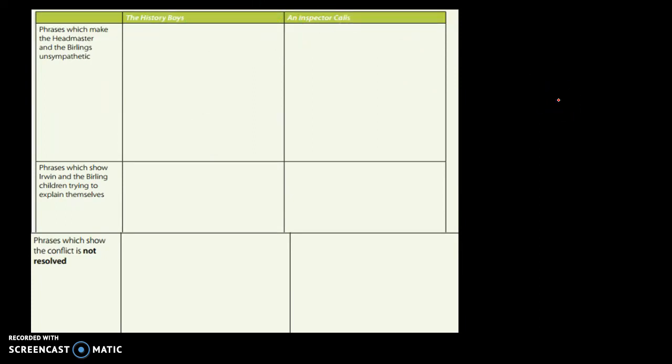So phrases which make the headmaster and Mr. Birling unsympathetic. Phrases which show Irwin and the Birling children trying to explain themselves. And phrases which show that conflict is not resolved. And I think these topic sentences could be your paragraphs. So you could write this as a first comparative paragraph, a second comparative paragraph, and a third comparative paragraph when you're trying this out. So I would definitely recommend that you have a go at this.